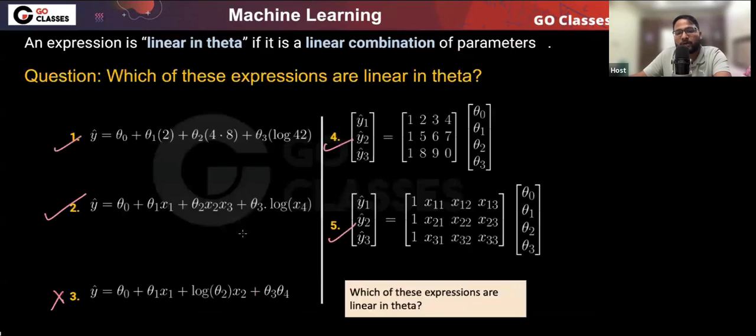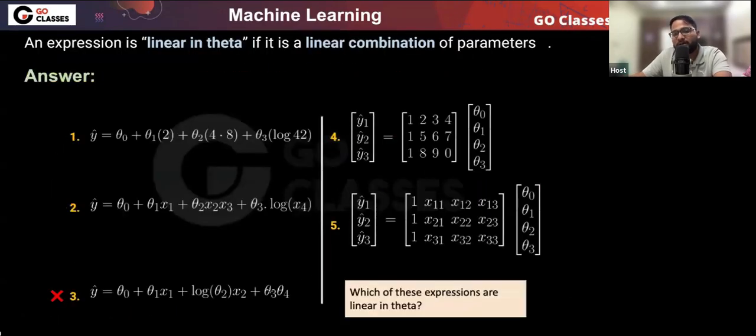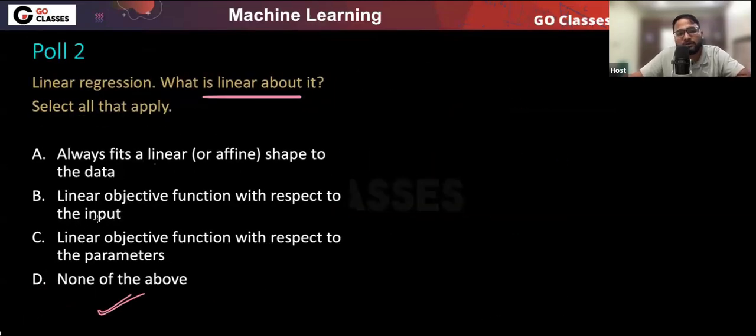So they are talking about it. This is also one very popular university, talking about what is linear and linear regression. So there are 5-6 top notch universities talking about that. Just what is linear and linear regression, because people don't know. Okay, so tell me, does it always fit a linear or affine shape to the data?